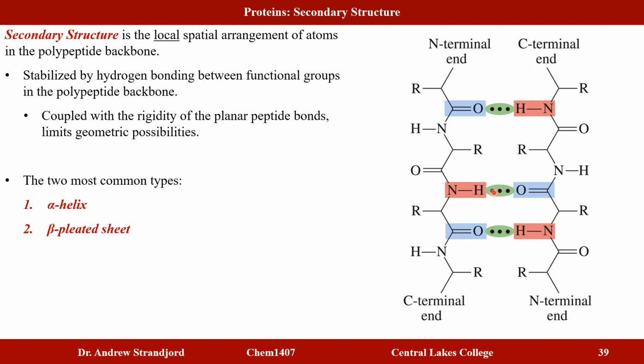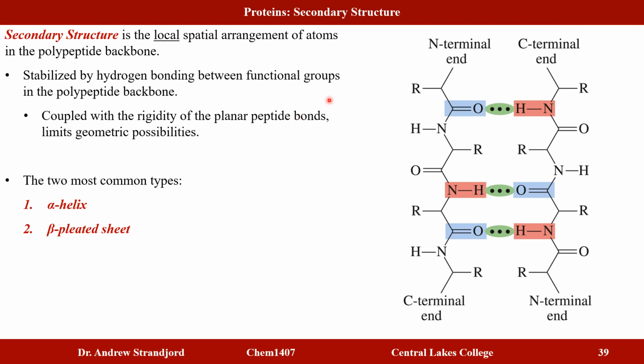In addition, we can look further down the chain. Everywhere I have a carbonyl on one of my polypeptide chains, I can actually hydrogen bond to my hydrogen on the nitrogen of a second polypeptide chain. Notice that these are actually in opposite directions. One of them starts at the N-terminal end at the top here, where in this chain it's just the opposite. This is the C-terminal end.